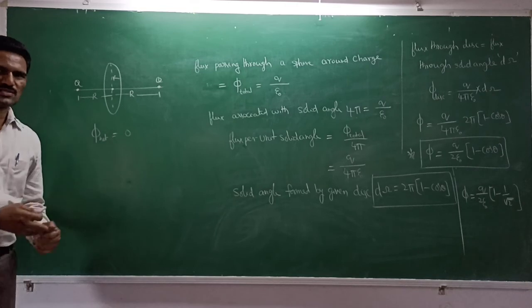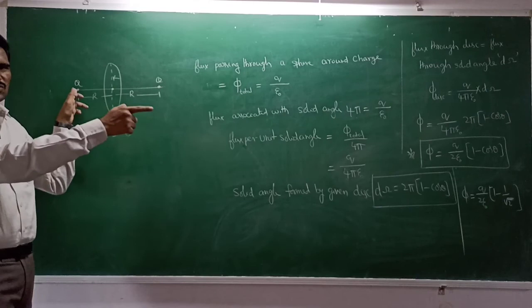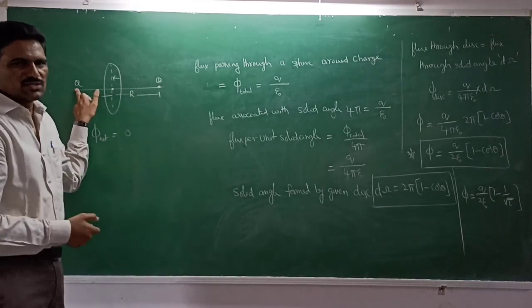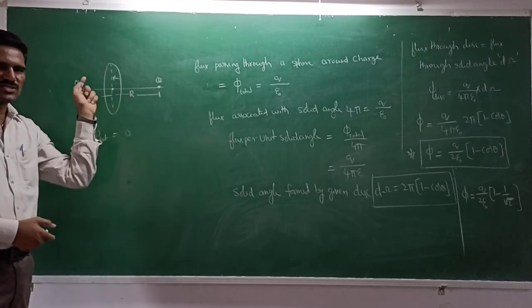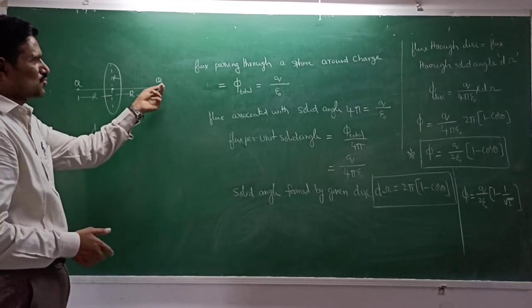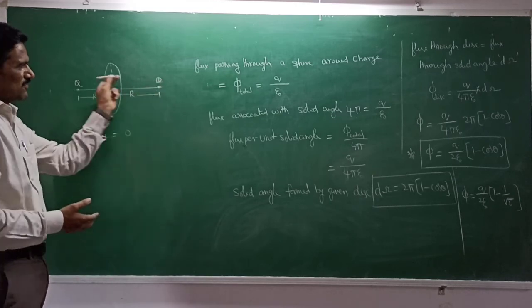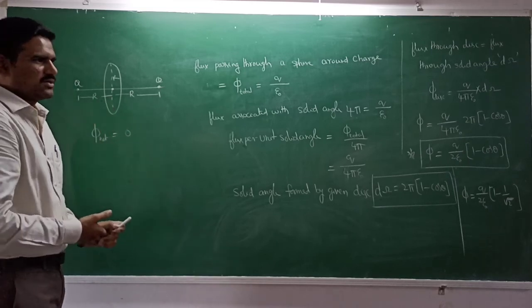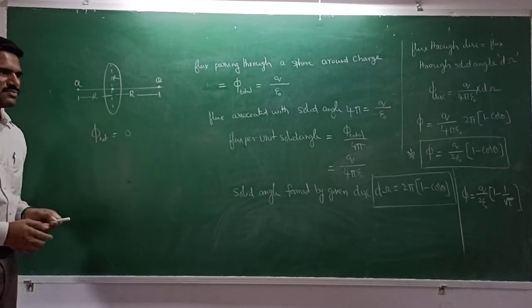Can you say the reason? The flux due to this charge is given by that expression. You can write it as q by 2 epsilon naught into 1 minus cos theta. That flux will be along this direction, right? Because this is a positive charge, the flux goes towards right. Now the flux due to this charge will be the same amount because the distance is the same, and this flux will be along the opposite direction. So if one is taken as positive, then the other will become negative, right? So the net flux will be 0. In this case, the net flux will be 0.